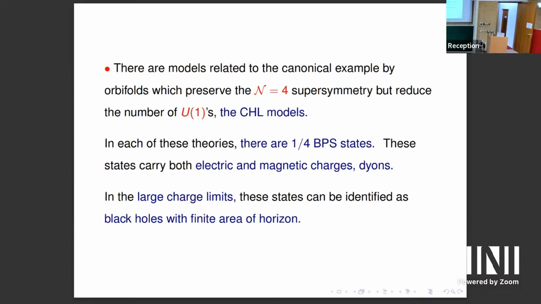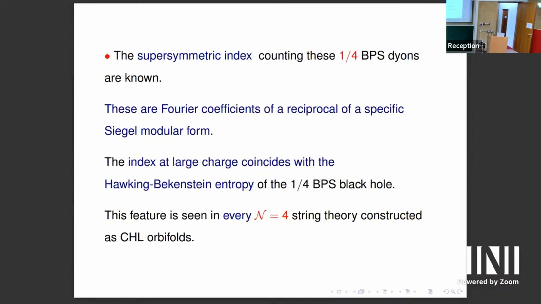The supersymmetric index which counts these quarter BPS states is known. I will describe all this later; this is just a brief preview. These are Fourier coefficients of the reciprocal of a specific Siegel modular form, which I will describe later on.